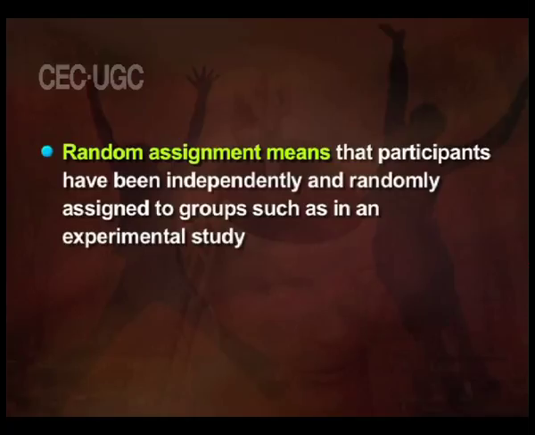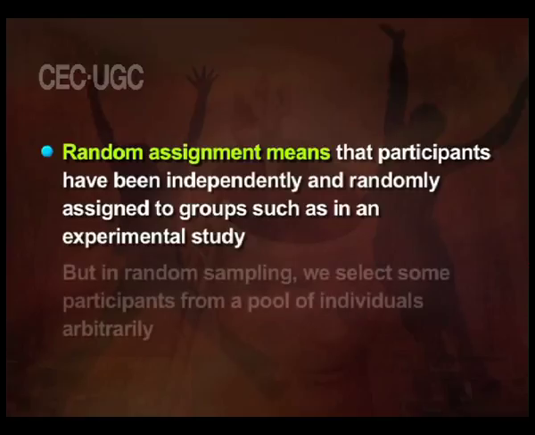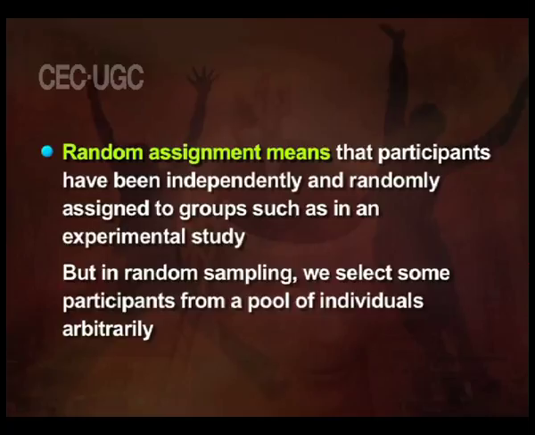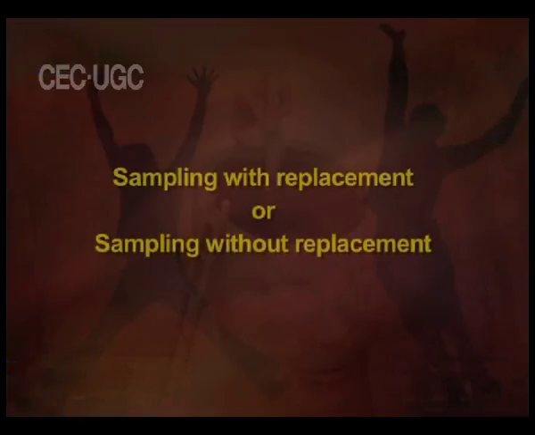Random sampling is sometimes confused with random assignments. Random assignment means that participants have been independently and randomly assigned to groups, such as in an experimental study. But in random sampling, we select some participants from a pool of individuals arbitrarily. For simple random sampling, we can either apply sampling with replacement or sampling without replacement.